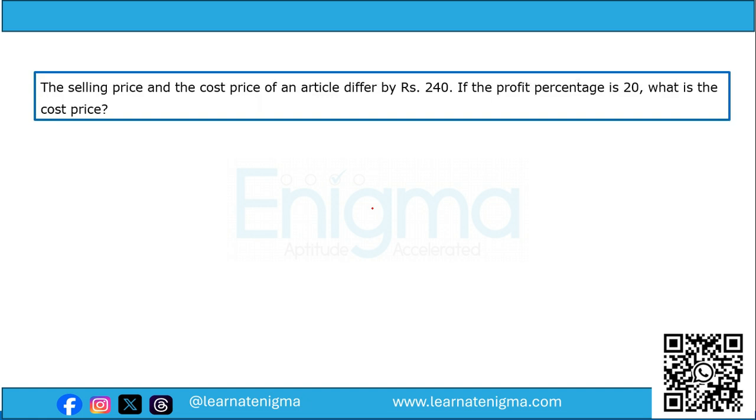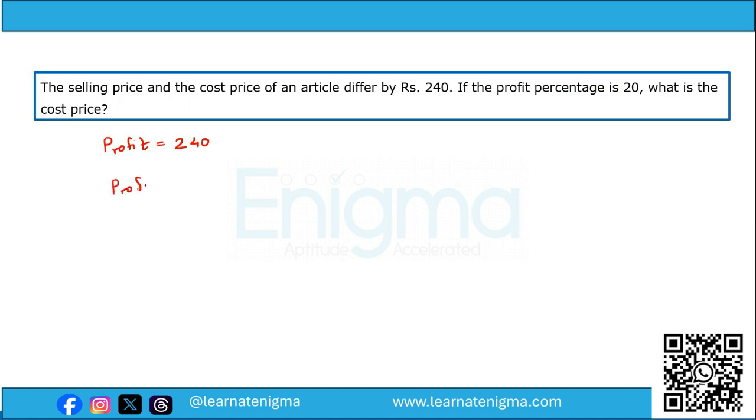The selling price and the cost price of an article differ by rupees 240. If the profit percentage is 20, what is the cost price? Now, selling price and cost price differ by 240. So it could be anything, it could be profit or loss. But by reading the next question, we understand that the profit percentage is 20. So therefore, we can conclude that it is profit which is 240.